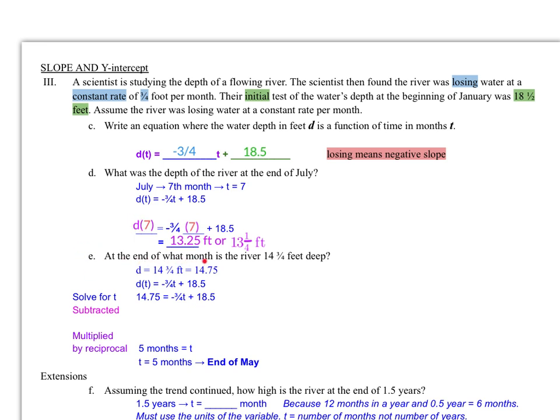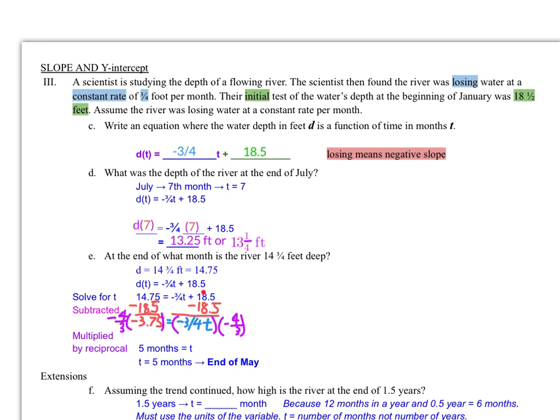Now let's look at part E. At the end of what month will the river be 14 3/4 feet deep? In this context, we know that the depth is 14 3/4 of a foot, or 14.75. We put that in place of the D of T. So 14.75 equals negative 3/4 T plus 18.5. Take a moment and try to solve that. Otherwise, that's going to look like this.